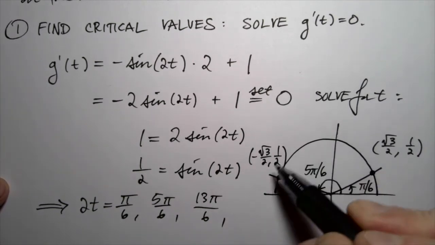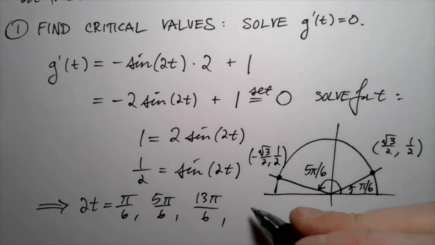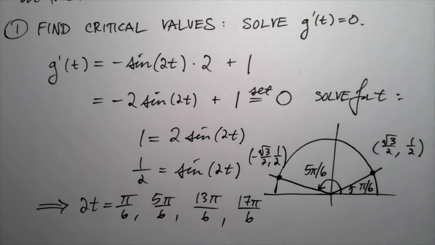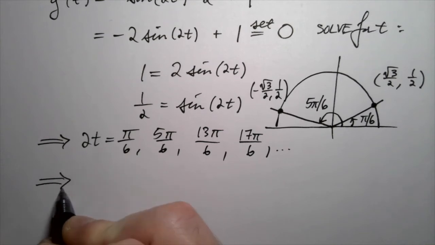Similarly, if we do 2π and then we add on 5π/6, what would we get? We would get 17π/6. It's almost all the way around to 3π/6, which is 1.5 times around the unit circle. And then the list goes on. Now, we don't need to write down all of those angles. In fact, it would take us forever to do so. It's an infinite list.